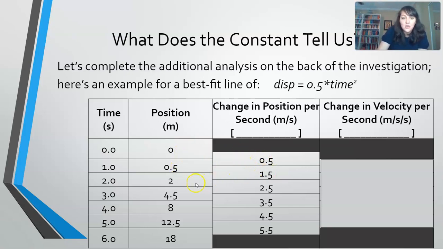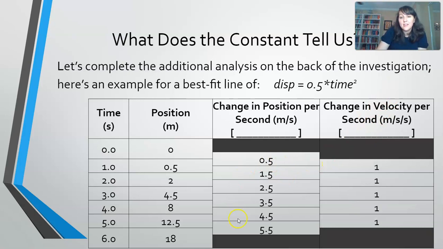All right, for this next one, you do 2 minus 0.5. And for the next one, it'd be 4.5 minus 2, and so on and so forth. You're just subtracting the 2 to see how much your cart moved during that second. Right? So that's our second column here, our change in position per second. And then what we're going to do is repeat that process again for this last column.